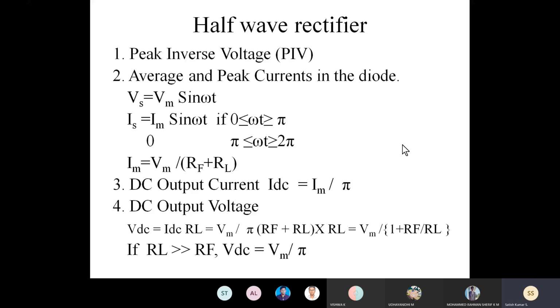In the half-wave rectifier, the first factor is peak inverse voltage. On the input side, we have to measure the peak value of the input sinusoidal waveform. The peak value we obtain is the peak inverse voltage. The next one is average and peak current in a diode. So the diode average value, input peak value, average value, both things we have to know.